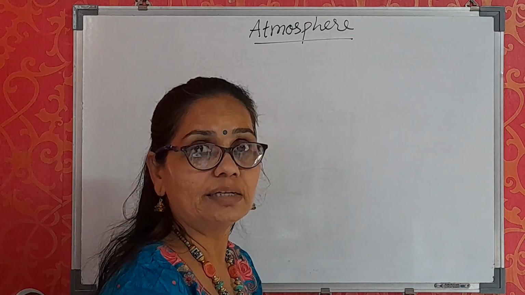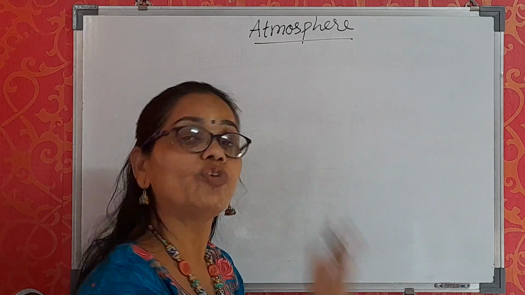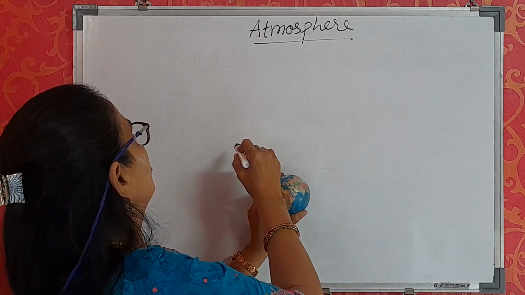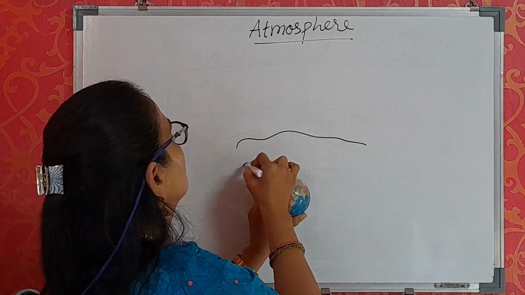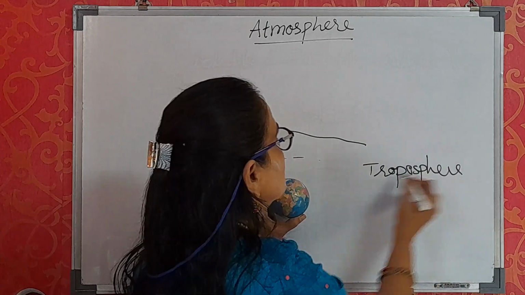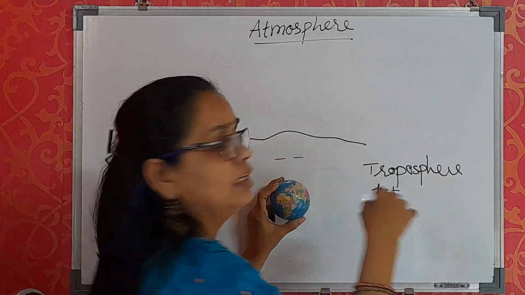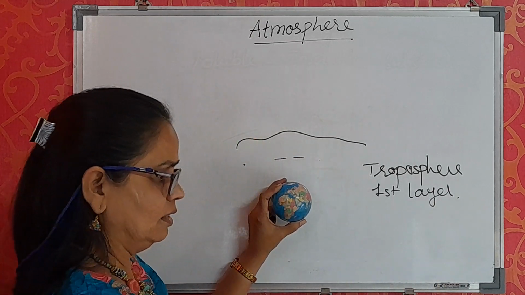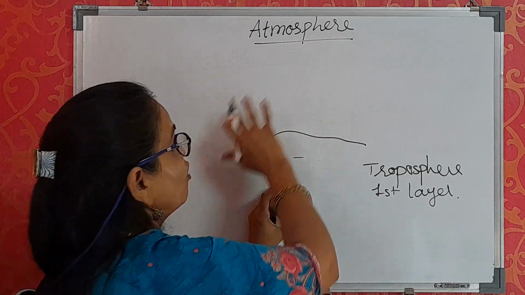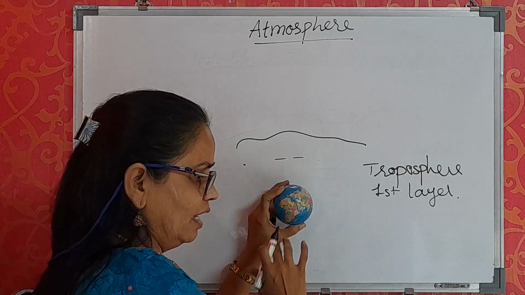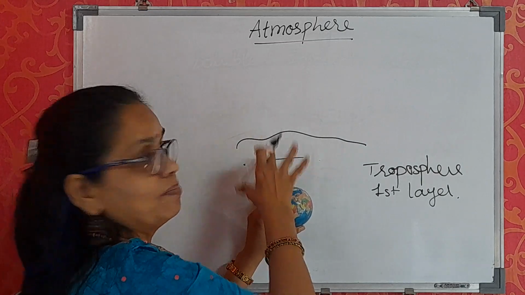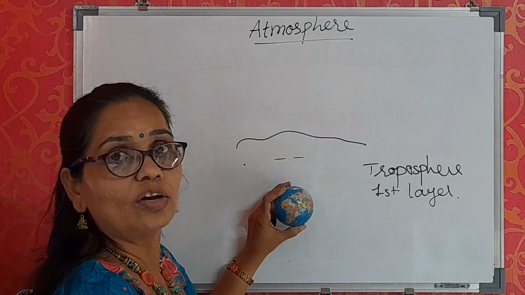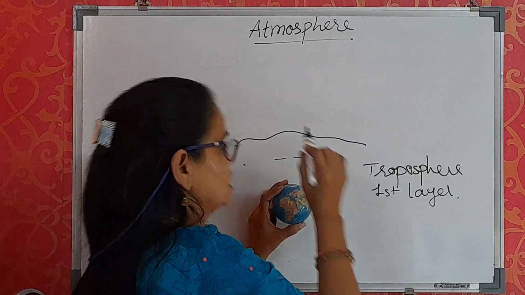Now, this atmosphere is divided into 5 layers. The first layer of the atmosphere is the troposphere. What is it? Troposphere. This is the first layer of the atmosphere, right? First layer. Here it forms almost half of the atmosphere and all the weather changes take place in this layer. Now, the second layer of the atmosphere is the stratosphere.